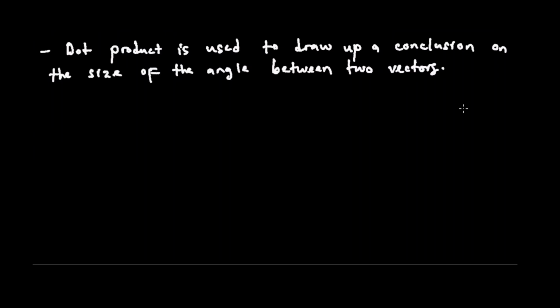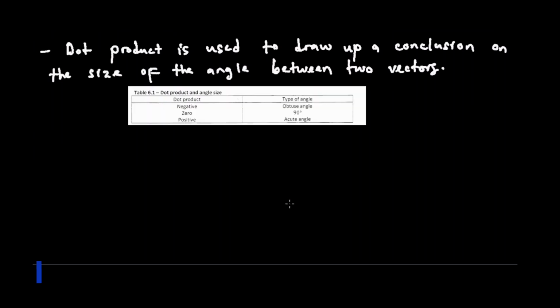Okay, what do we mean by this? There's a table I want to show you. You should also have that table in your notes, which is going to summarize what we mean kana tichiti pane a relationship between the dot product and the angle between two vectors. This is the table we are talking about. Saka kana dot product yedu iri negative, zvinoreva kuti angle between the two vectors is going to be obtuse.